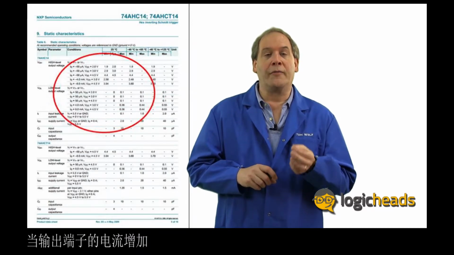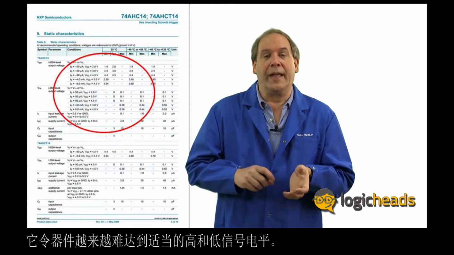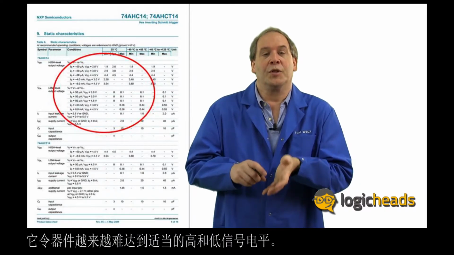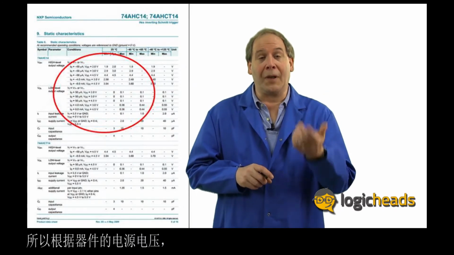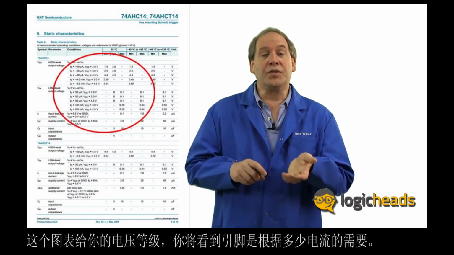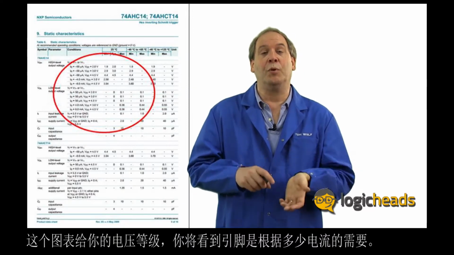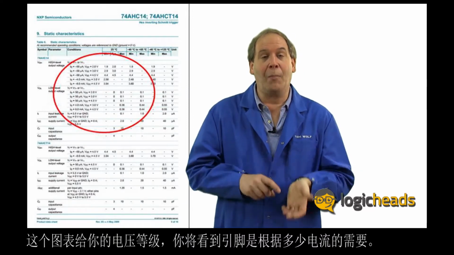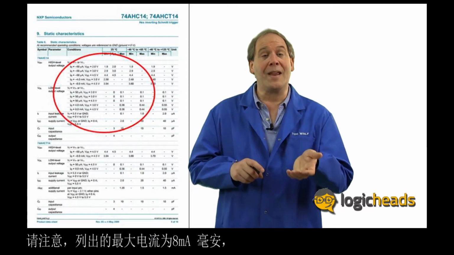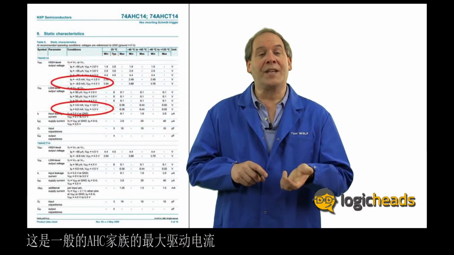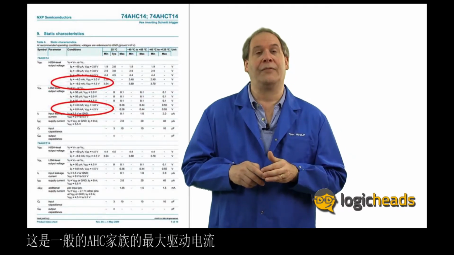As the current drawn from an output pin increases, it gets harder and harder for the device to reach the proper high and low signal levels. So depending on the supply voltage of the device, this chart gives you the voltage levels that you will see at the pins based on how much current you draw from it. Notice that the highest current listed is about 8 milliamps, which is generally the maximum drive current for the AHC family.